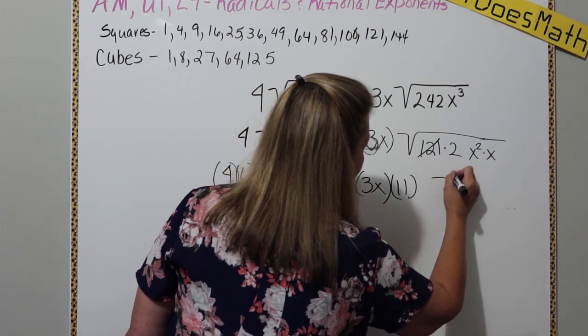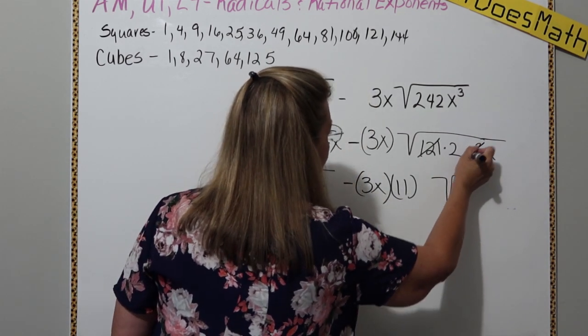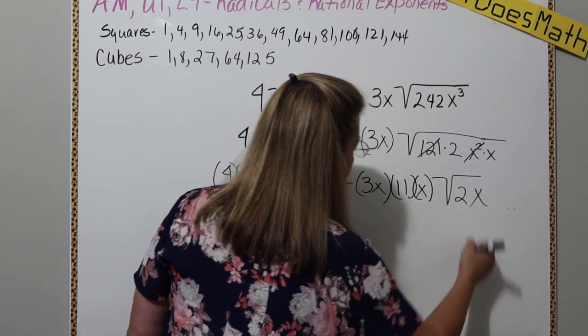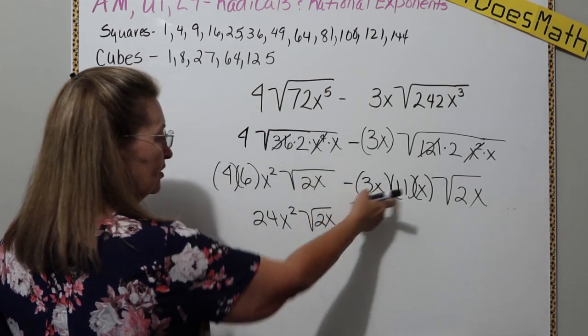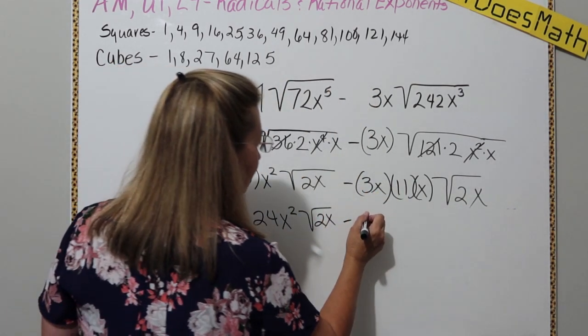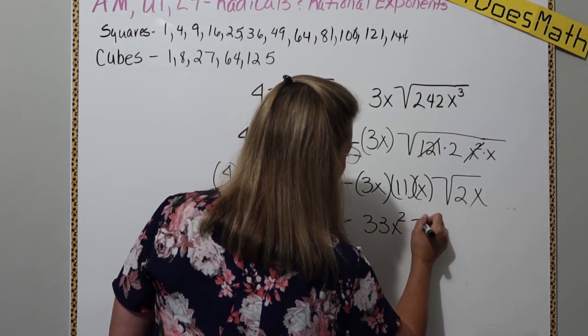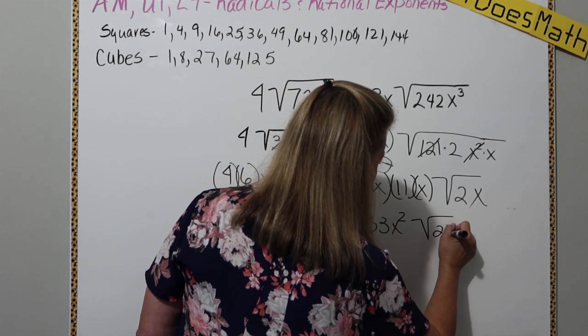2 is going to have to stay under there. The square root of x squared is just x, and the other x will stay under there. And then to simplify this, 3 times 11 is 33, x squared onto square root of 2x.